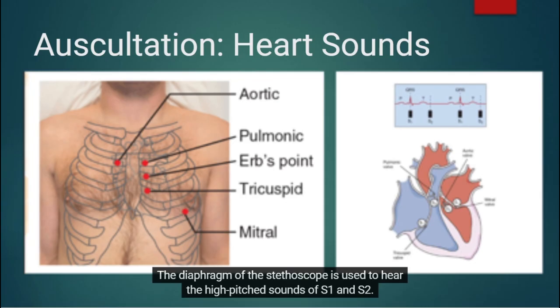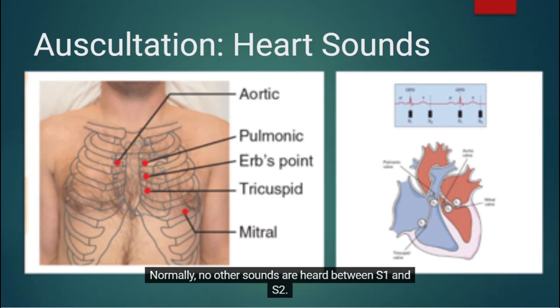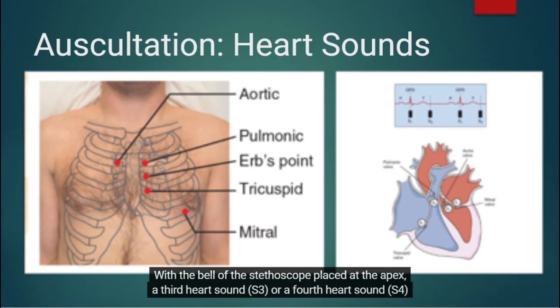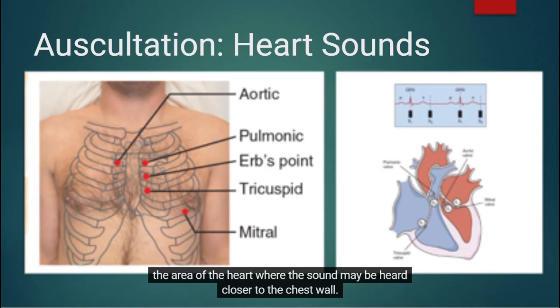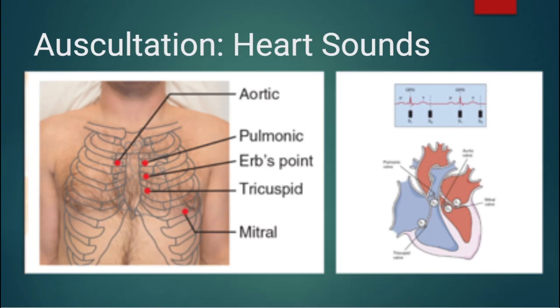The diaphragm of the stethoscope is used to hear the high-pitched sounds of S1 and S2. Normally, no other sounds are heard between S1 and S2. With the bell of the stethoscope placed at the apex, a third heart sound, S3, or a fourth heart sound, S4, may be heard. Having patients lean forward or lie on their left side can make the heart sounds easier to hear by bringing the area of the heart where the sound may be heard closer to the chest wall.